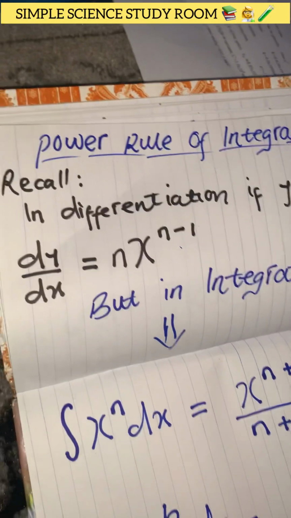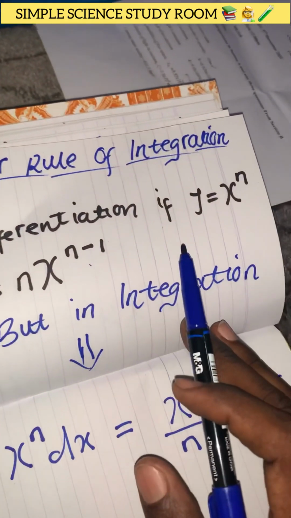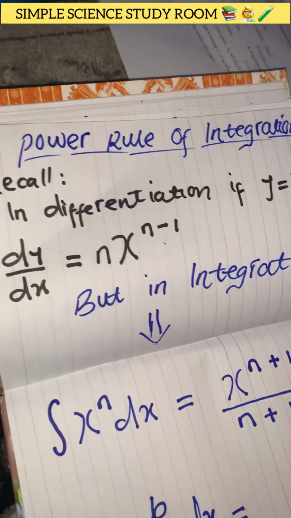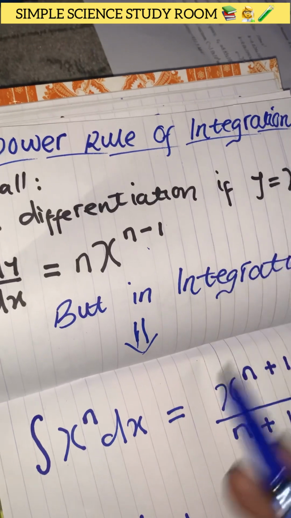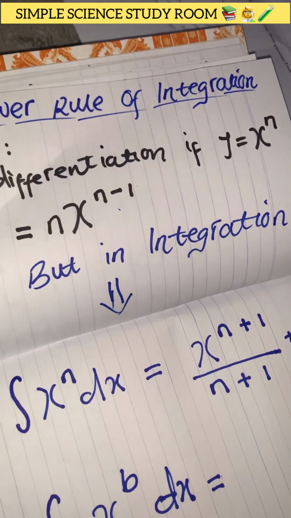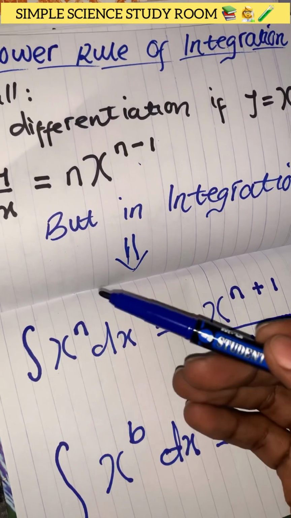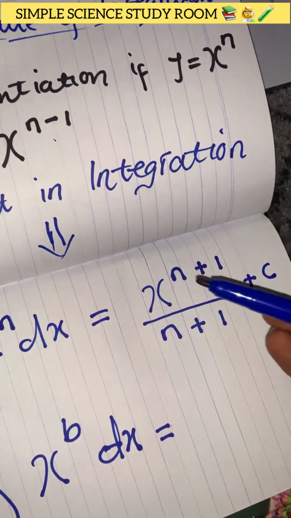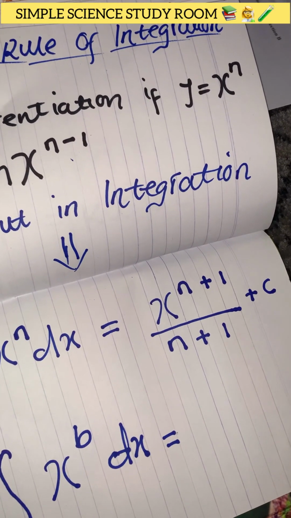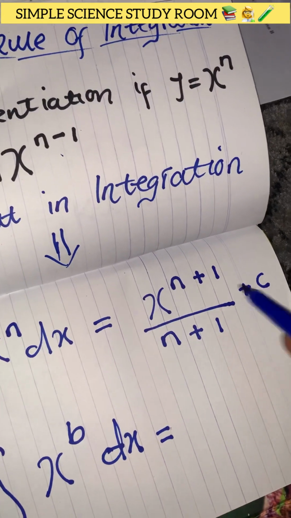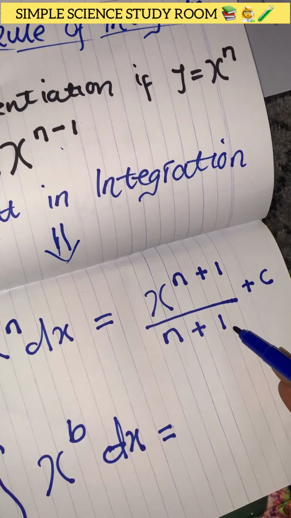So in this case, I would like us to recall differentiation. In differentiation, if y equals x power n, we all know that dy by dx equals nx power n minus 1. But it's a little bit different in integration, where the integral of x power n dx equals x power n plus 1 divided by n plus 1, plus c. We only divide by the same power, n plus 1, here also n plus 1.